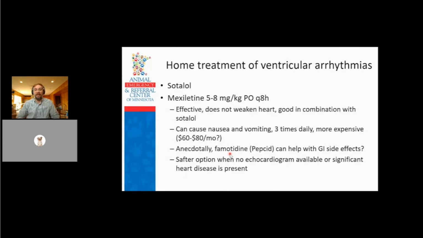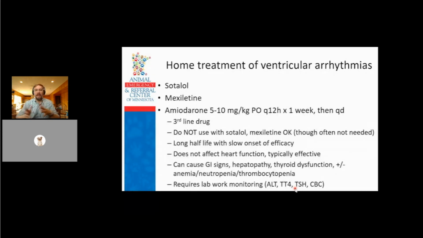The safer drug is mexiletine. It does not cause heart weakening. It's usually pretty effective, but the downsides are it can cause nausea and vomiting. It's every 8 hours and it's a little bit more expensive. Anecdotally, I think Dr. Rose kind of started this and let me know she had pretty good success starting famotidine or Pepsid to settle the stomach, but sometimes we have to dose reduce. It's a pain in the butt. It works well with sotalol, but then you're giving a BID and a TID drug, and it can be a lot for owners. But it's safer. So it's part of the conversation I have.